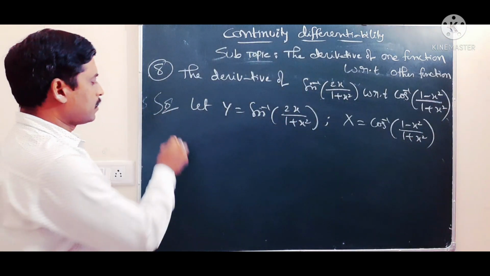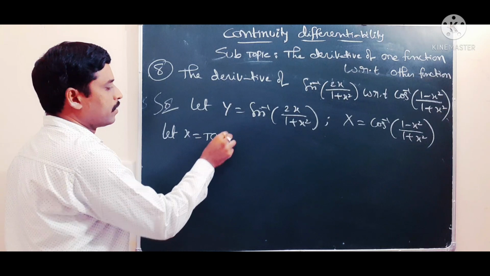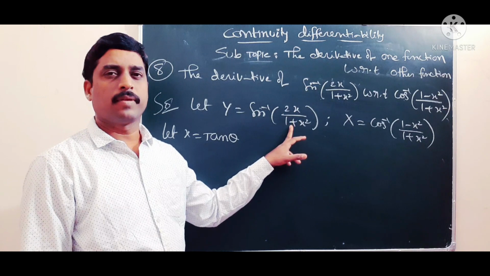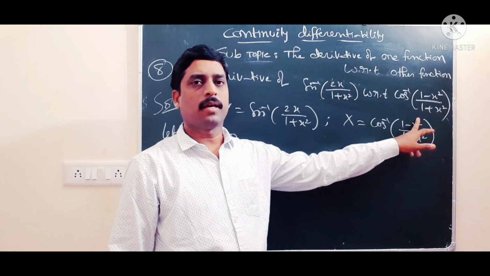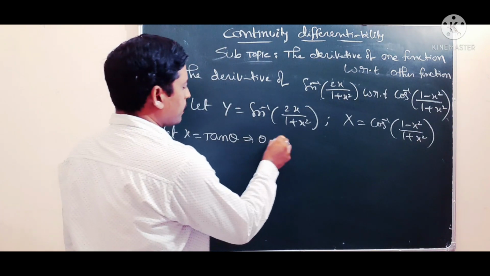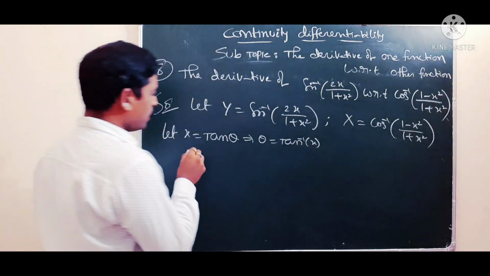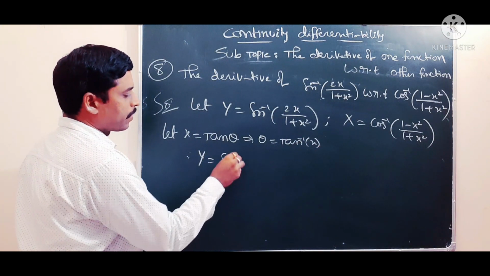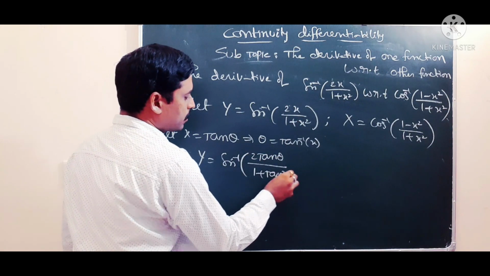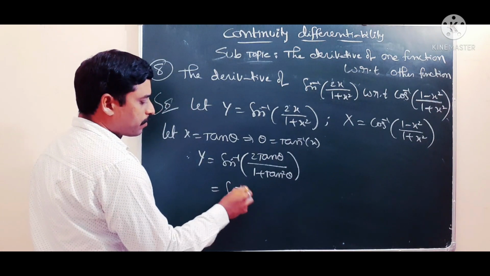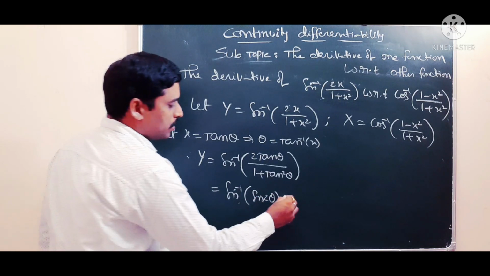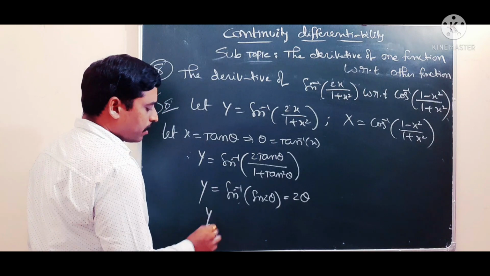So let us take x is equal to tan theta. By using the substitution method, we have 2 tan theta by 1 plus tan square theta, which is sin 2 theta, and 1 minus tan square theta by 1 plus tan square theta, which is the formula for cos 2 theta. Theta is equal to tan inverse x. Therefore, y is equal to sin inverse of 2 tan theta by 1 plus tan square theta. This will be sin inverse of sin 2 theta, from the trigonometry formula. So sin inverse of sin 2 theta is nothing but 2 theta. So y is equal to 2 theta.